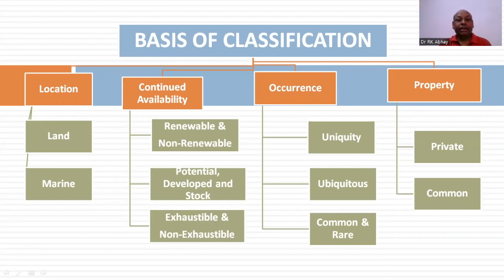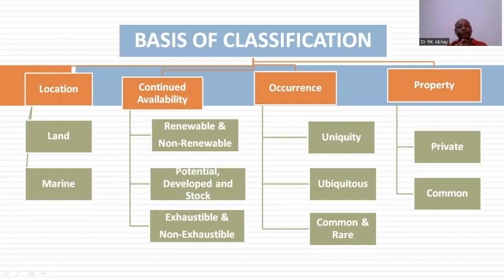Based on continued availability, they can be classified as renewable and non-renewable. Renewable can be renewed after use, like forest. Non-renewable gets exhausted and is not available. Potential means they have the capacity to develop, like solar energy. Developed resources are those developed to their full potential. And stock resources are those which have the potential but we are still not able to develop them. Exhaustible and non-exhaustible means they will finish or not.